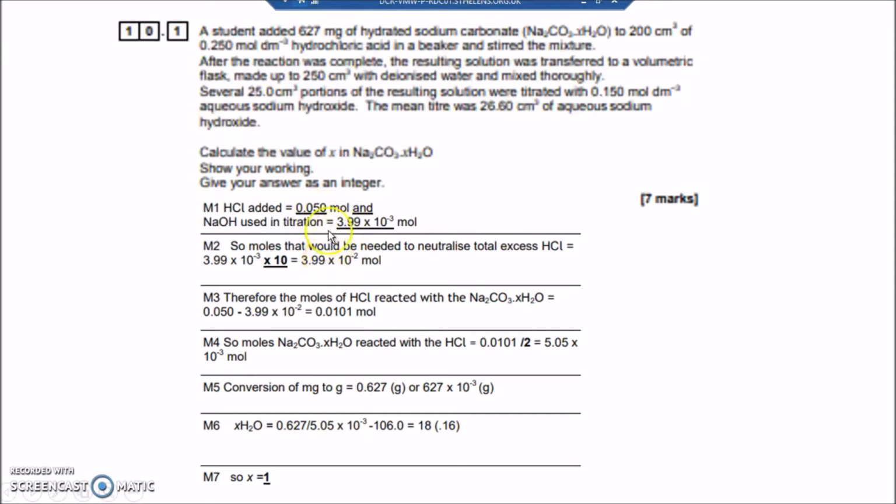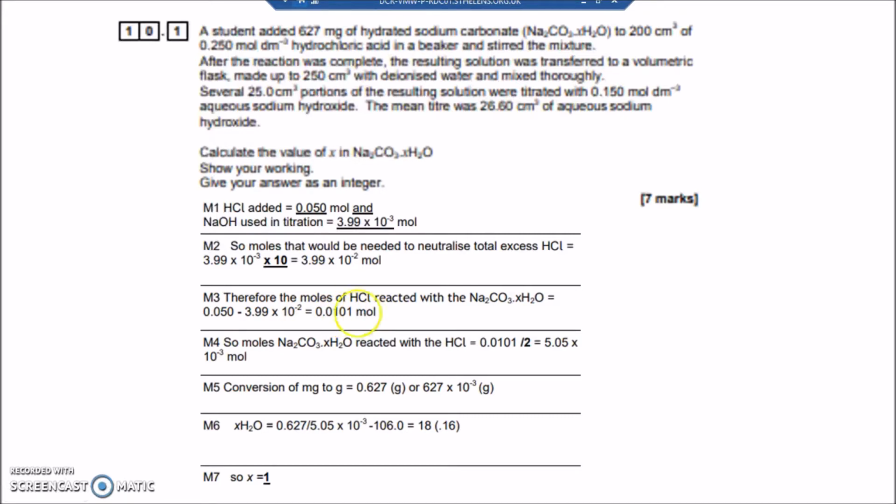Why has the hydrochloric acid gone down? Because that's how much I started with and that's how much now I've got. The reason is it's reacted with the sodium carbonate. So the hydrochloric acid has reacted with the sodium carbonate, then it's been titrated with sodium hydroxide to find out how much hydrochloric acid has been left. So if I subtract the two, the amount of hydrochloric acid that I started with and the amount that I've ended up with, it ends up as 0.101 moles.